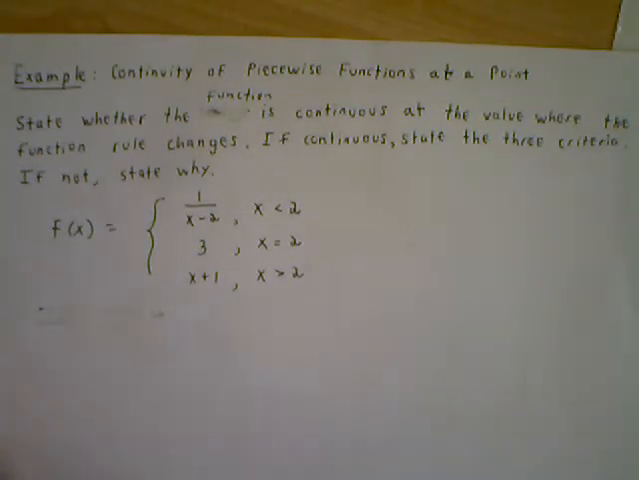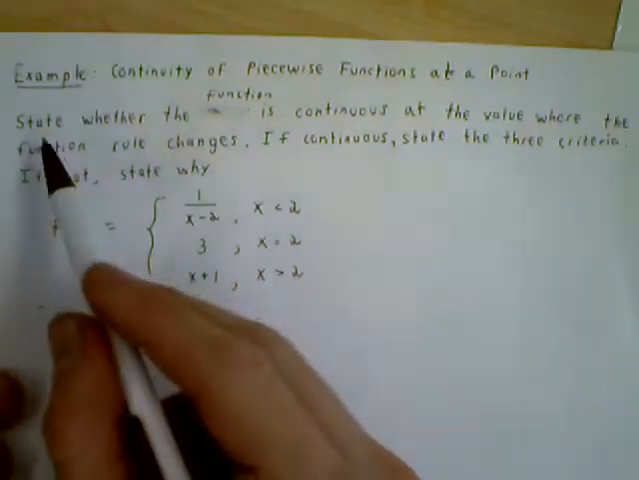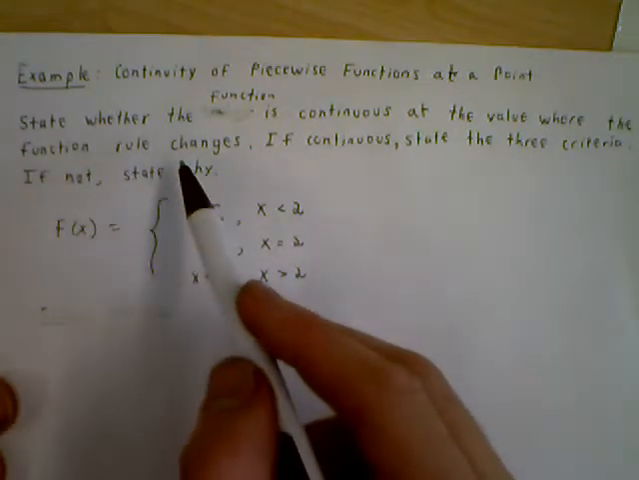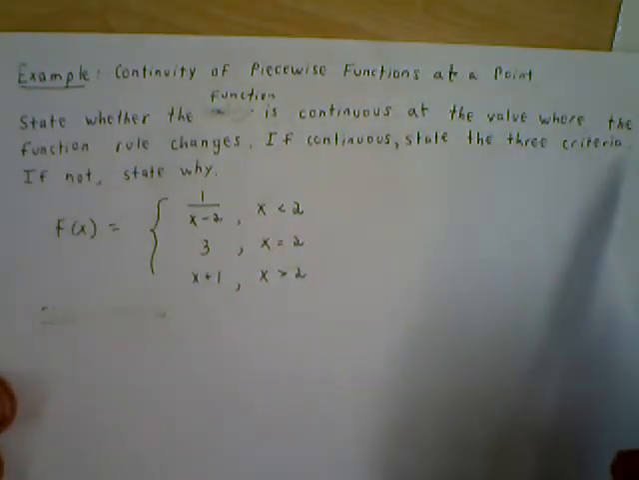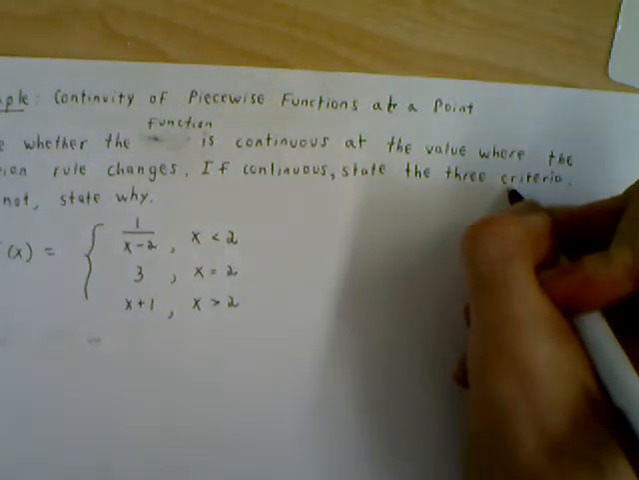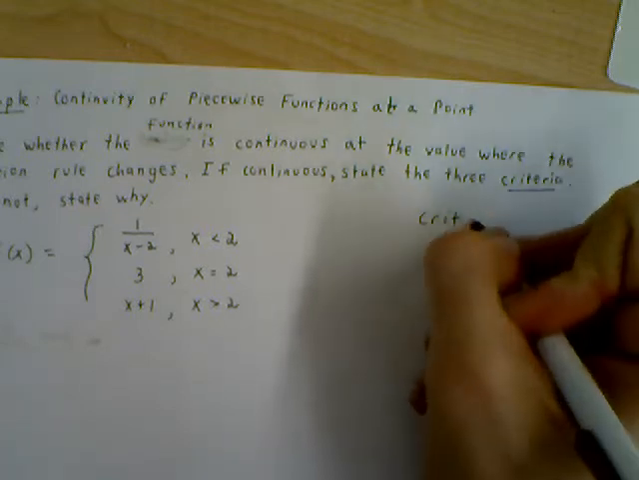This is my first example. Continuity of piecewise functions at a point. State whether the function is continuous at the value where the function rule changes. If continuous, state the three criteria. If not, state why.